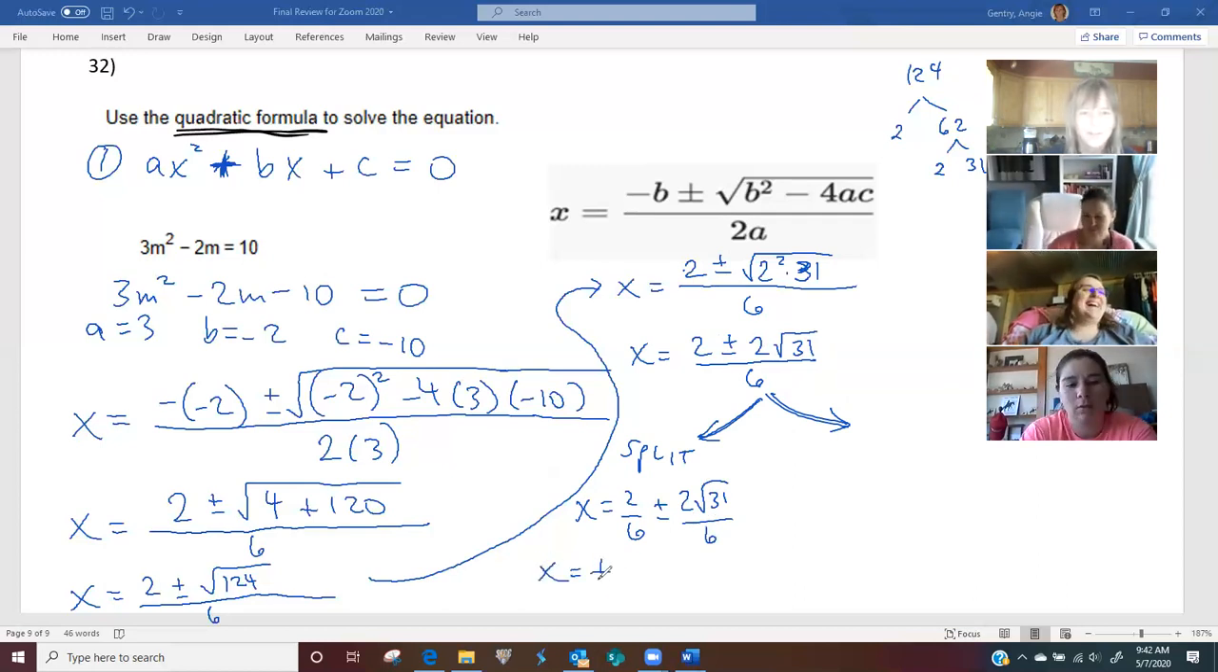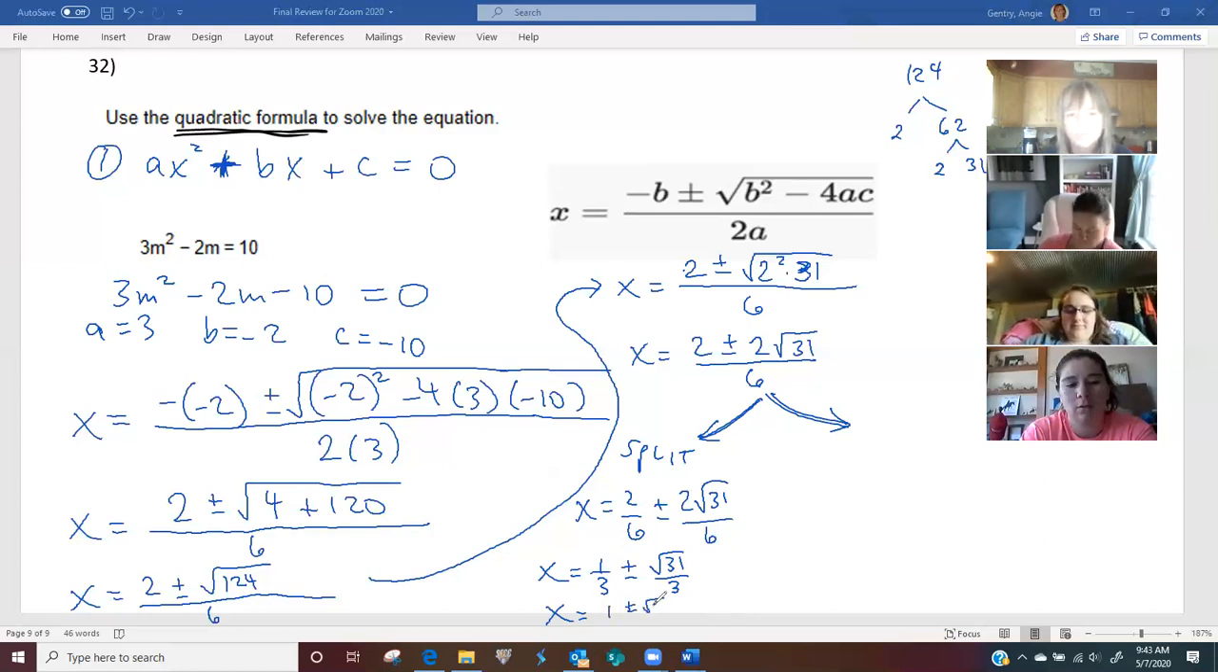Oh my word. The ants are doing something in Buck's life. I have no idea. Square root of 31 over 2 over 6 is 3. And then since it's not imaginary, I would probably put them back together.